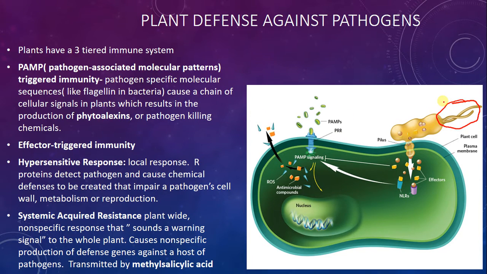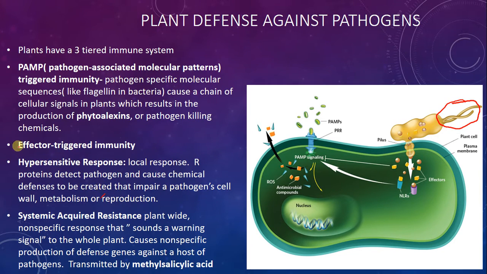The plant cell may be able to sense an association with that and cause a chain of cellular signals in the plant, much like the plant cell signaling we talked about before. So G proteins, kinase cascades, things like that, to result in the production of what are called phytoalexins. And these are specific chemicals that the plant can create and secrete that kill these pathogens, these bacteria.